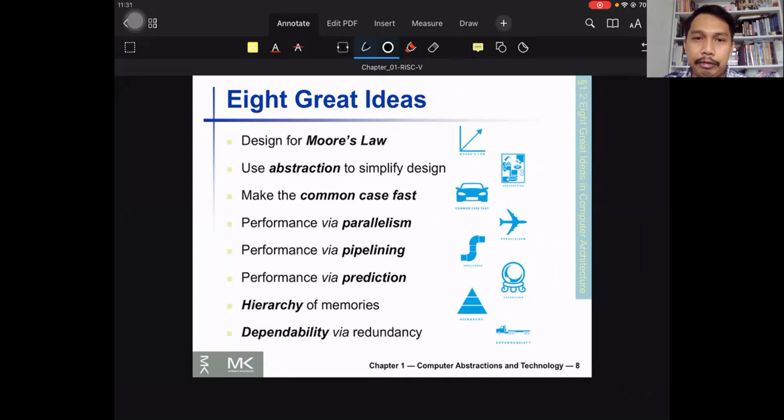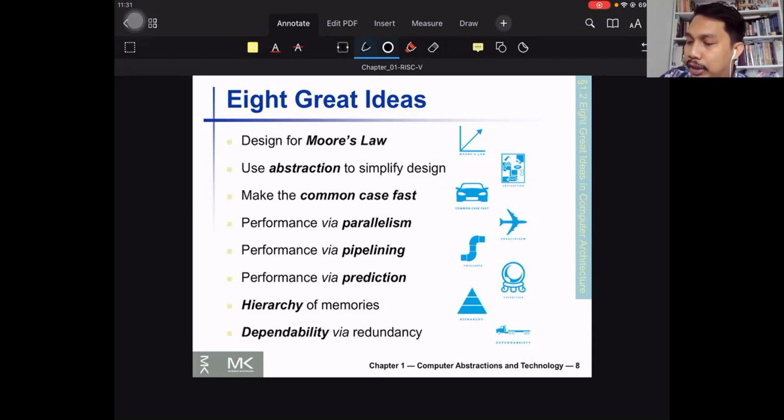So 8 great ideas have influenced the design of microprocessors through the years. Design for Moore's law, abstraction, common case fast. So, design for Moore's law. Of course, computer engineers or microprocessor designers through the years have always considered Moore's law to be their guiding light in the design of their microprocessors. Double the amount of transistors, but lowering the cost. It is counterintuitive, but that's what is happening, because of Moore's law.